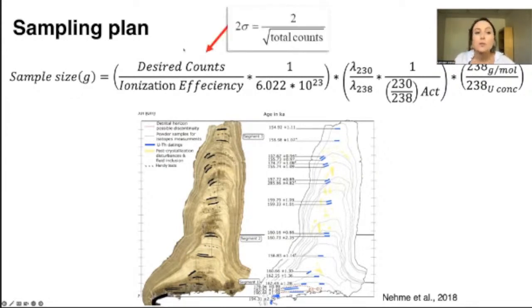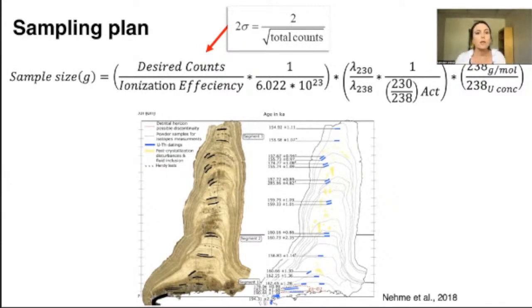Your precision is dependent upon counting statistics. How much sample you'll need will also depend on the ionization efficiency of your mass spectrometer, so basically the efficiency at which your mass spec can ionize your sample. Once you have an idea of how much sample you will need per uranium-thorium age, it's really a good idea to have a game plan.